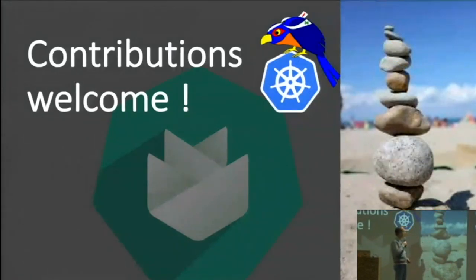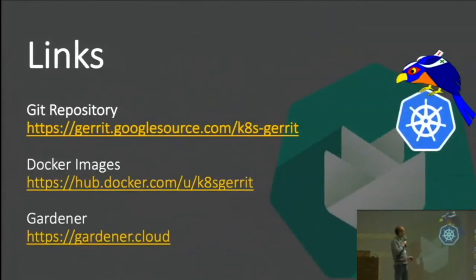So this week we created a new repository on gerrit.googlesource.com. So we are looking for others intending to go in the same direction. So here are the links. This is the Git repository. The Docker images are on Docker Hub. And if you're interested in Gardener, this is the homepage. That's also an open source project, so you can also just go there and give it a try.